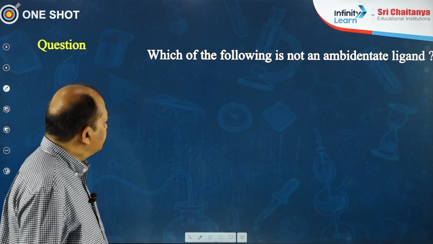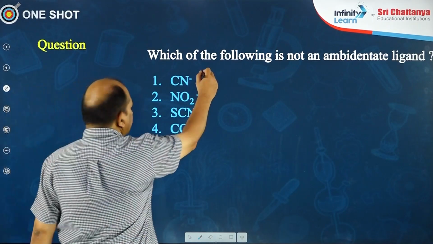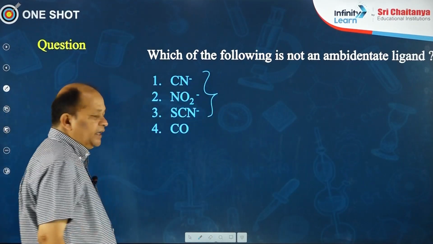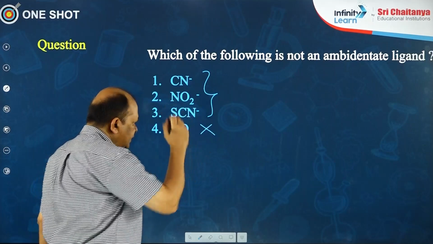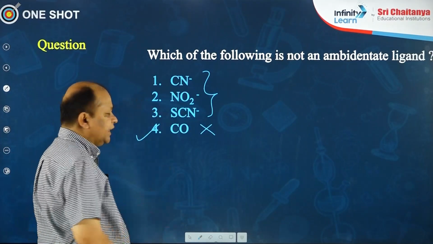Which of the following is not an ambidentate ligand? So, he gave 4 options. These 3 are ambidentate ligands. Carbon monoxide is not an ambidentate ligand. So, the 4th is the right option.